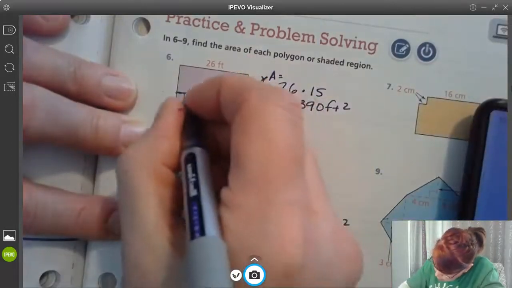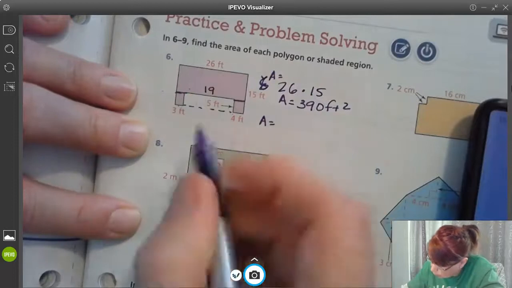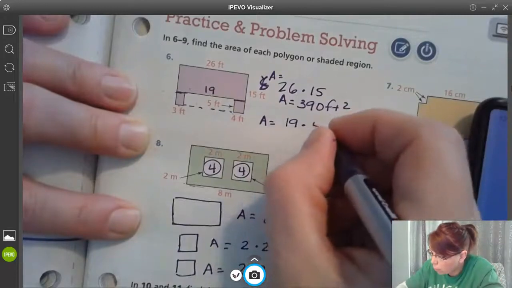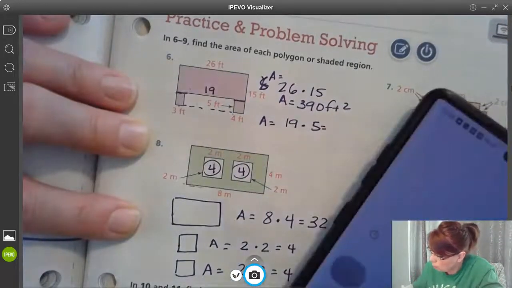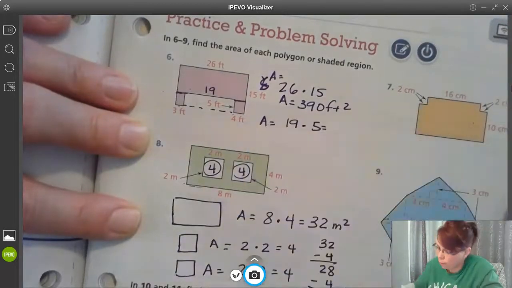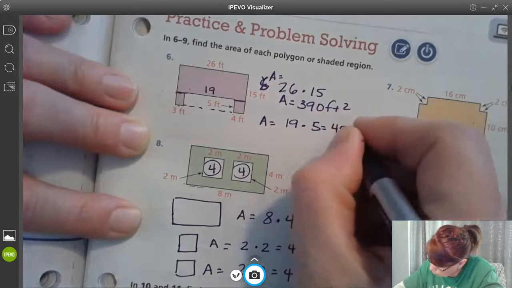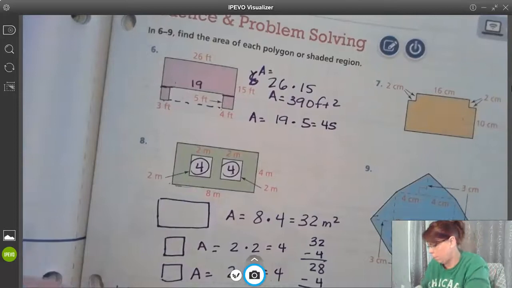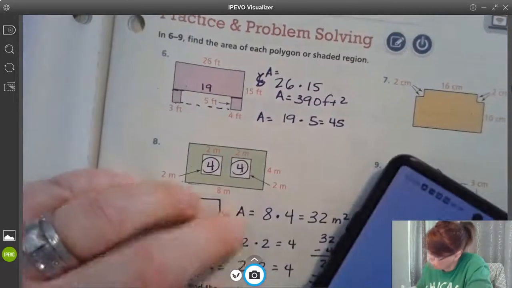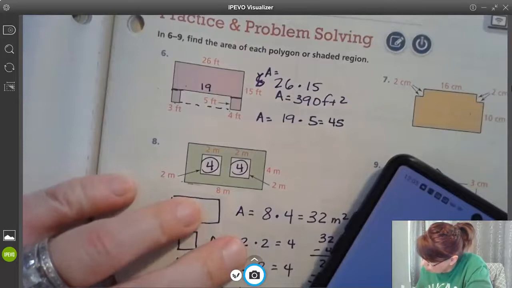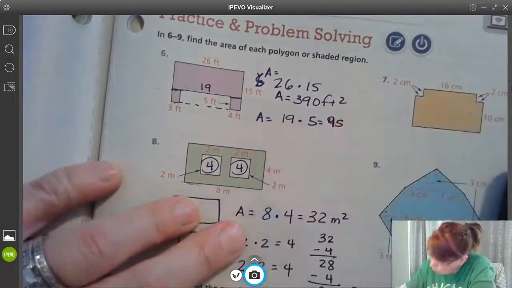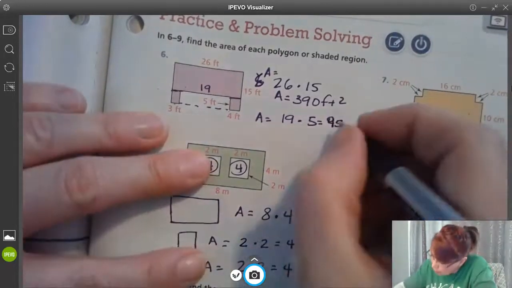So this section right here is 19 times the height, which it tells us is 5. And when we do 19 times 5, we get 45. That doesn't seem right. Let me try that again. I did 9 times 5. I think it should have been 95. Yeah, 95. That's better. And that's 95 feet squared.